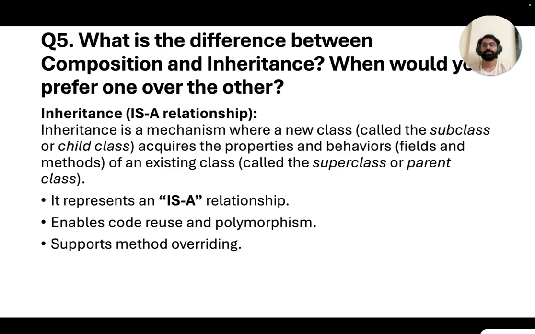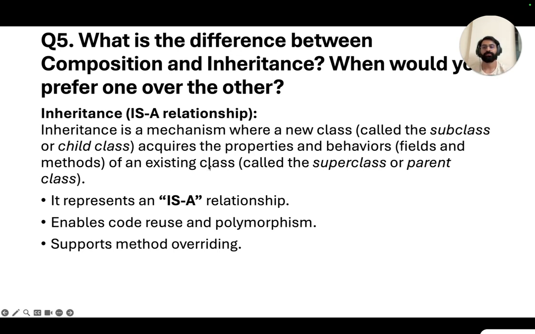Now, what is the difference between composition and inheritance, and when would you prefer one over the other? This is also very important. Inheritance is an is-a relationship. If we create a new class, a child class or subclass, that inherits the properties from a parent class, then it is called inheritance. So it is considered an is-a relationship.